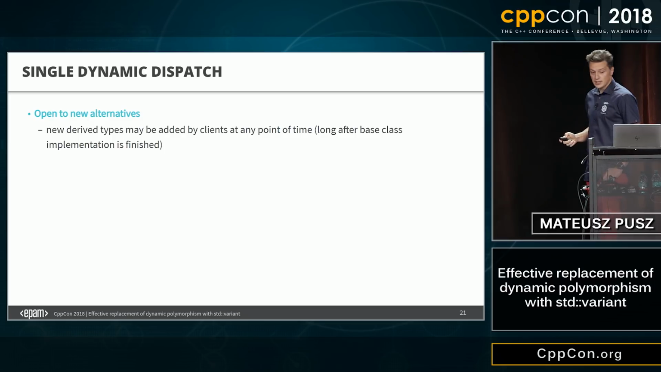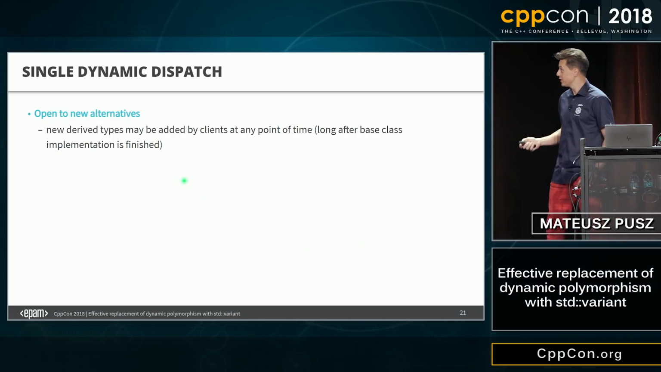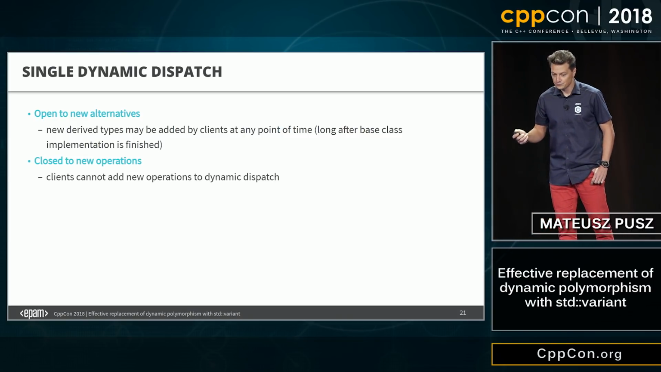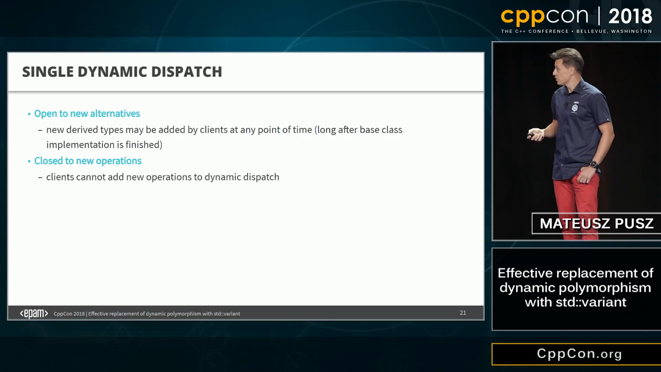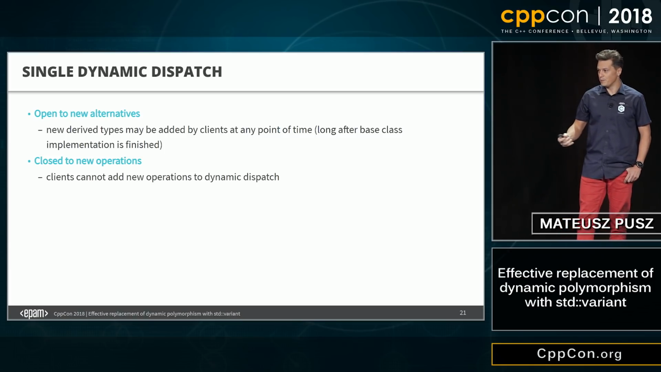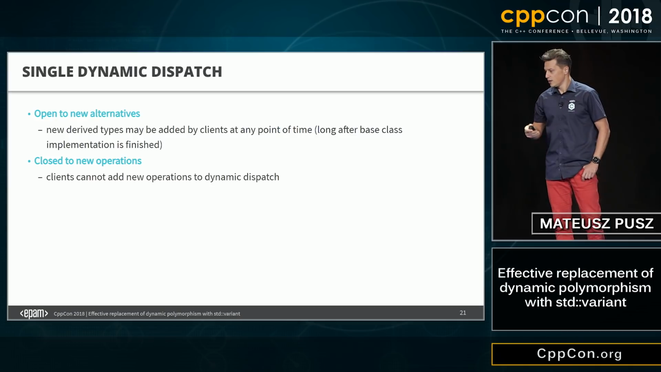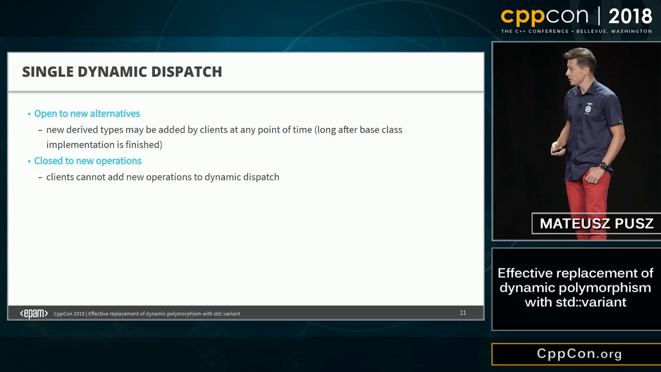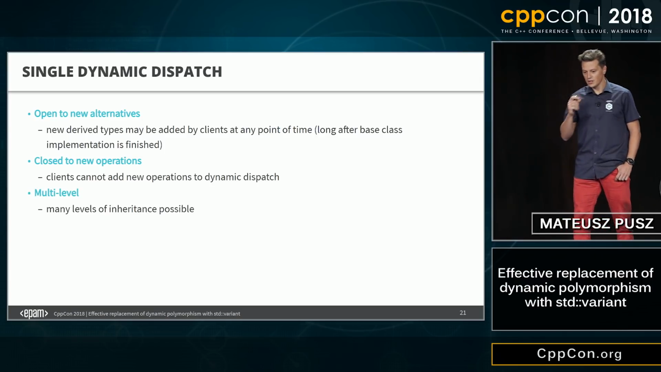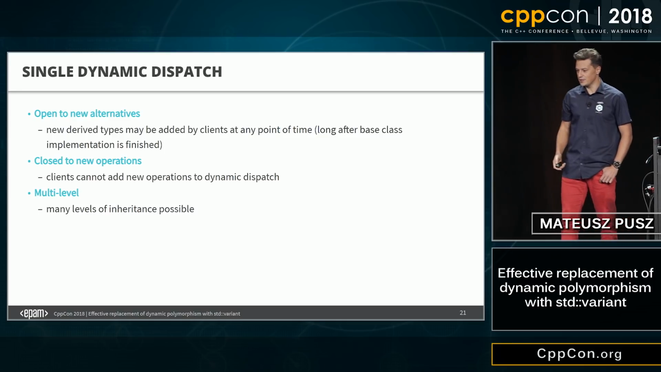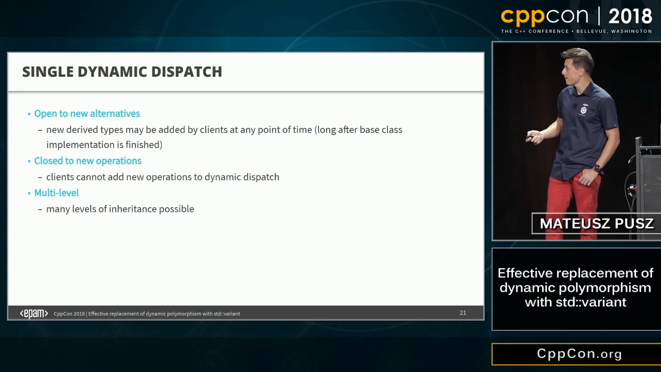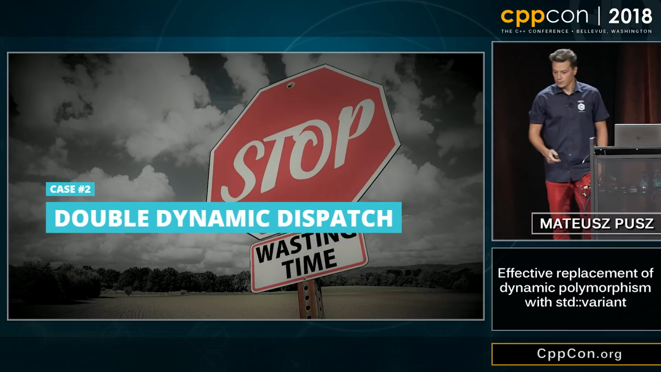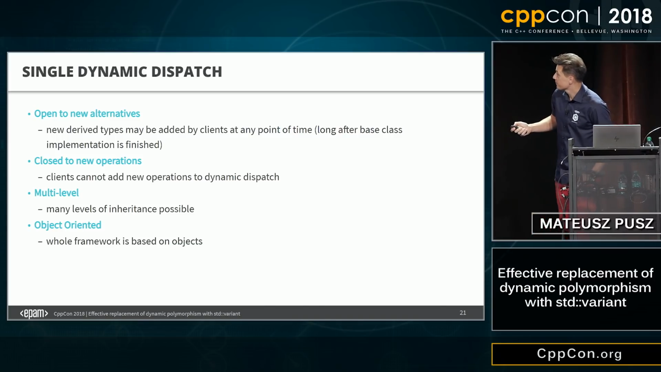Single dynamic dispatch has such characteristics. It's open to new alternatives. You can always add a new state or a new event to this, and it will work fine. It's closed to new operations. You have onEvent, and you cannot add any more without changing the whole inheritance, so the whole design of the polymorphic tree. It's multi-level. You can inherit from states that already are a child of the base. It's object-oriented. And yeah, that's all in this case.